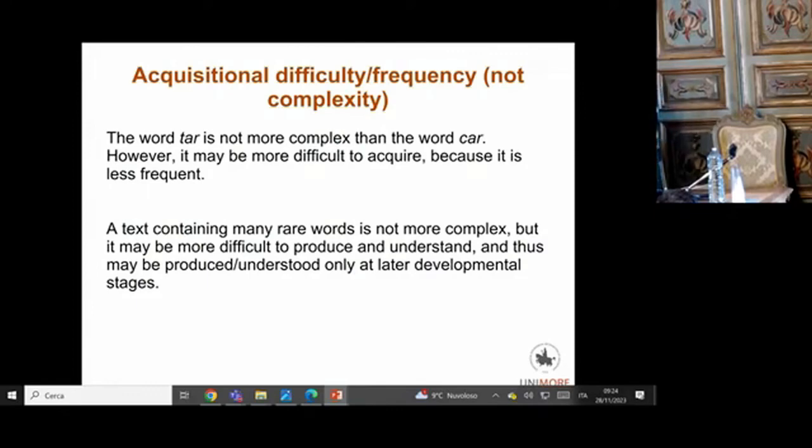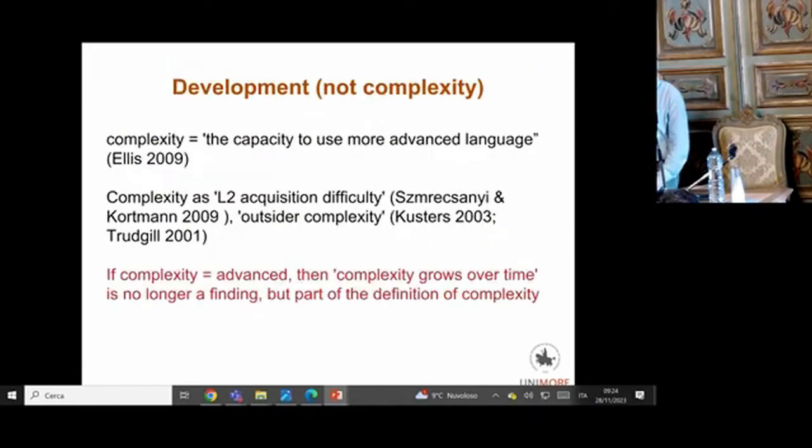Then you may add some further information, for example, the frequency in the input, which is certainly relevant to explain how they get acquired, but I wouldn't confuse these different levels by calling them all complex. And finally, development. Some authors like Rodelis say that complexity is the capacity to use more advanced language, or complexity is defined as L2 acquisition difficulty or outsider complexity, so complexity for someone else. Again, if we build development into the definition of complexity, then the finding that complexity grows over time is a tautology. It's obvious. If more complex is more developed, it must be that as time goes by, things become more complex. And again, this is building the independent and the dependent variable together into the same term.